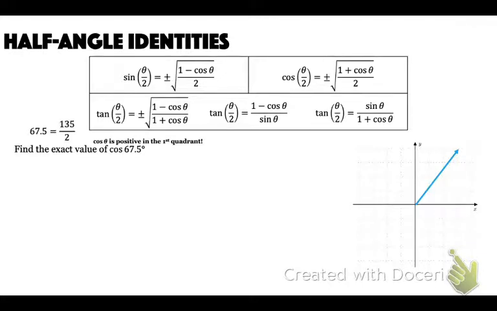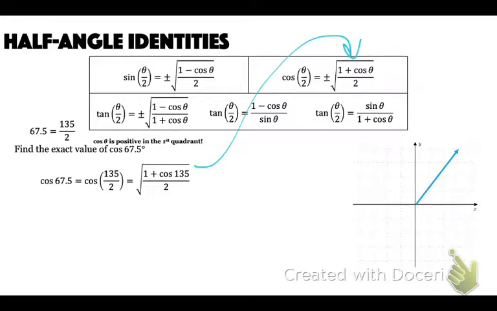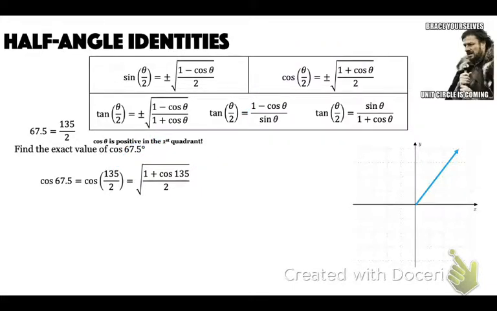Okay, so then if I multiply 67.5 by 2, I get 135. So I have cosine of 67.5 is the same as cosine of 135 over 2, which means that 135 is acting as my theta. So I can plug that in to this equation right here. Okay, so then here, cosine of 135, unit circle, pull it out, find the cosine of 135. You're going to get negative square root of 2 over 2.